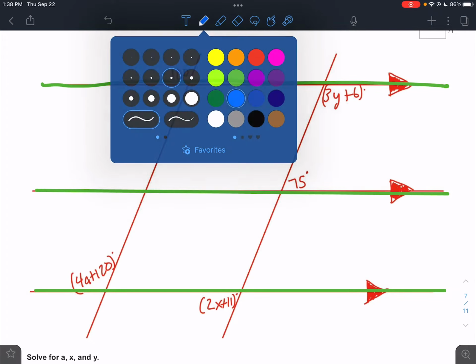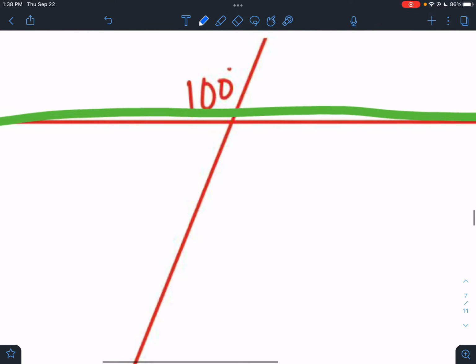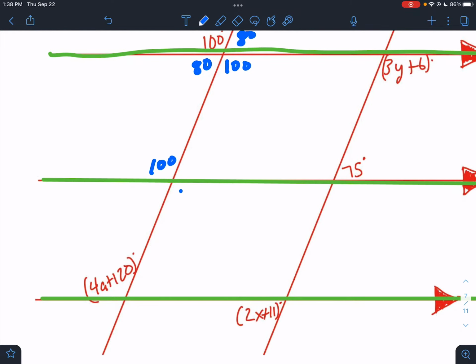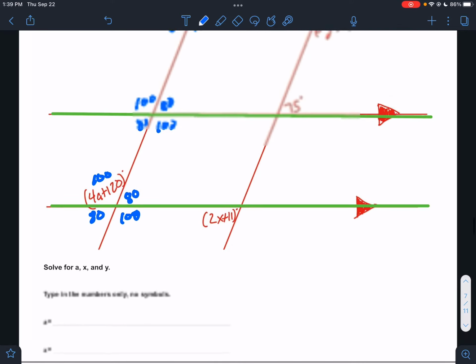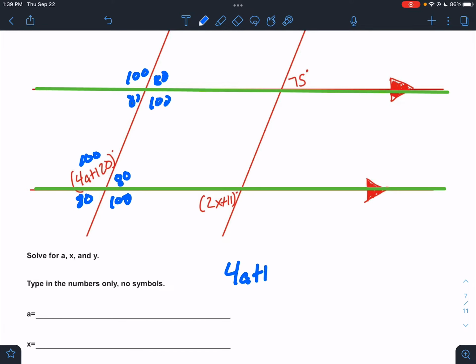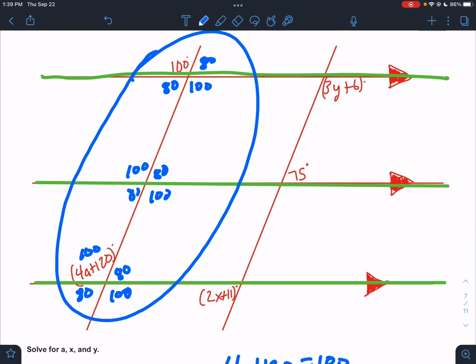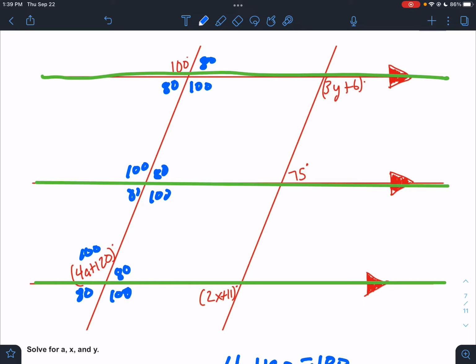So I'll give you a couple of strategies. One of the things I taught you guys early on is all the intersections are the same. Like that's 100, 100, 80, and 80. Well, they're going to all be that 100, 100, 80, and 80. That's one way that you could figure this out. Yep. So like 4a plus 120 has to equal 100. We know that. All of these intersections have to be the same. Now, that's not the only way to do that, but that's one way you could have gotten through that.